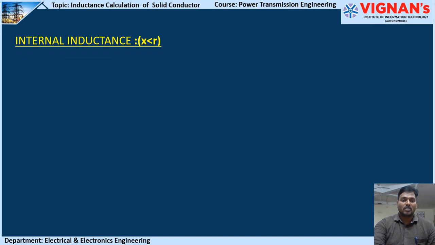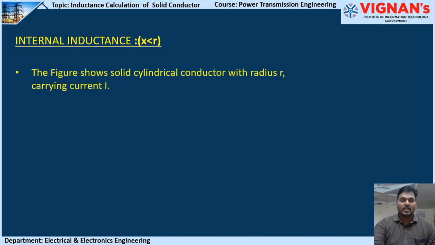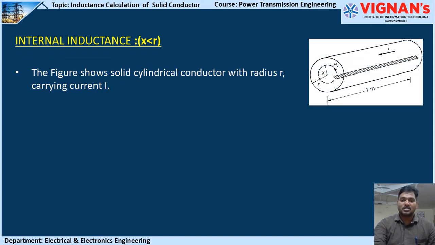First, we determine the internal inductance. Internal inductance means the inductance which is inside the conductor. Here in this figure, you can see a conductor having a radius r, and the length is taken as 1 meter. This is just our assumption so that the inductance per unit length will be the same as what we derive. So here the length is assumed to be 1 meter.